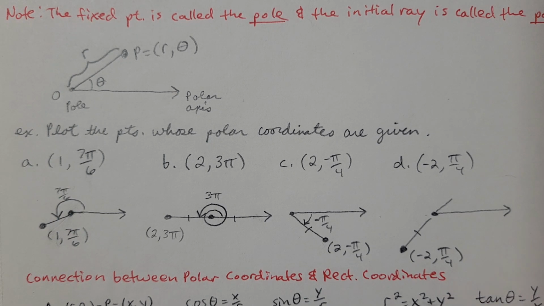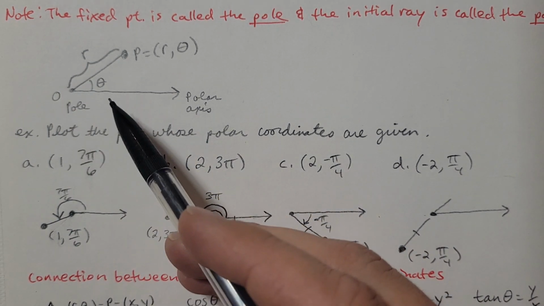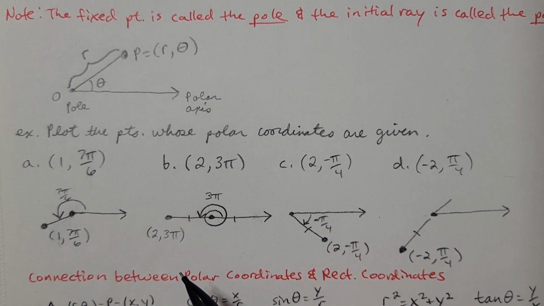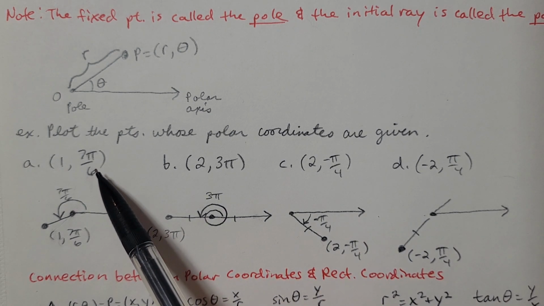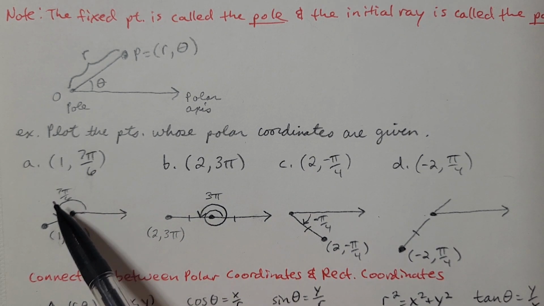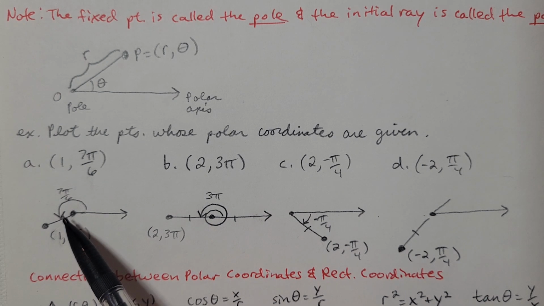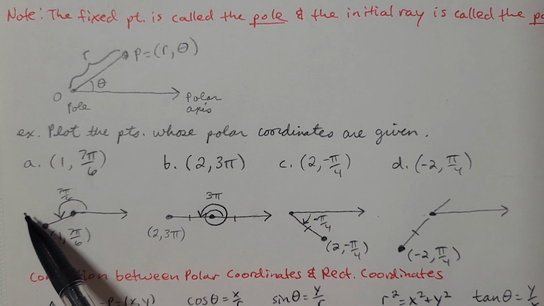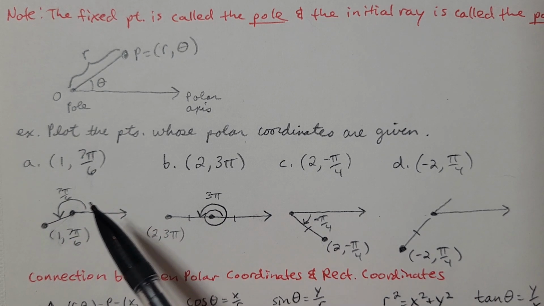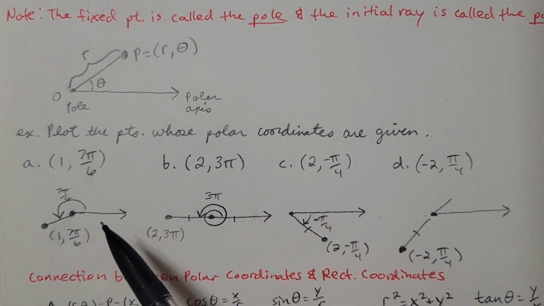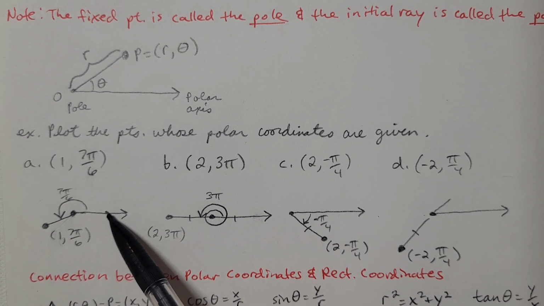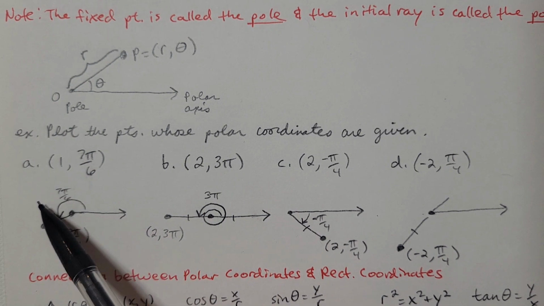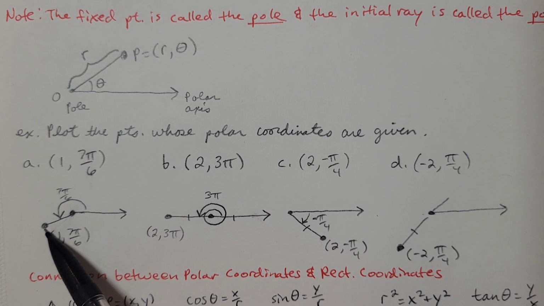Now, one complete revolution around the pole is 2 pi radians. So I have 7 pi over 6. That means I'm going to be in quadrant 3, because 6 pi over 6 would be pi, that'd be right over here. And then I'm using a radius of 1. So I need to go 1 increment on the polar axis and then swing that point to be located here in quadrant 3.